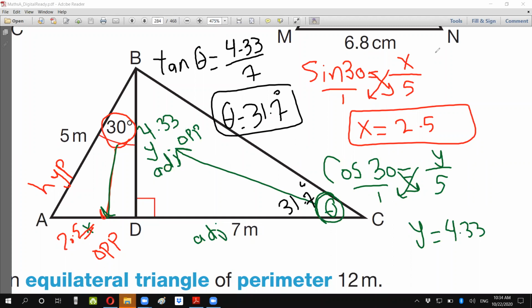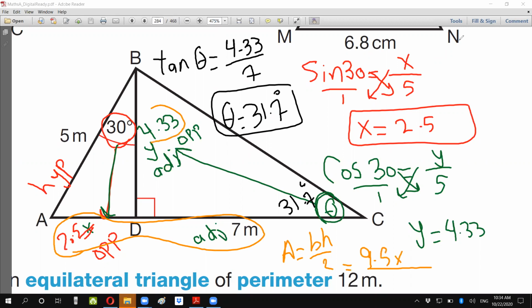And the last question is asking you to find the area. Area is equal to base times height divided by 2. The total base is 9.5 times height 4.33 out of 2. The answer is 20.6. This is the way to solve.